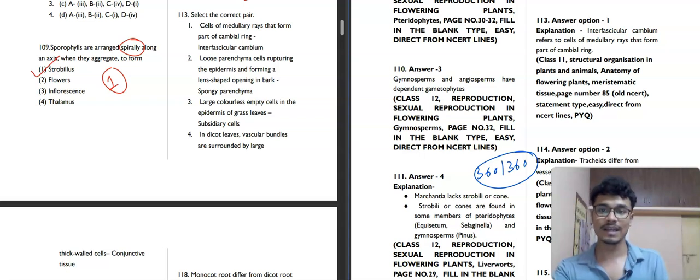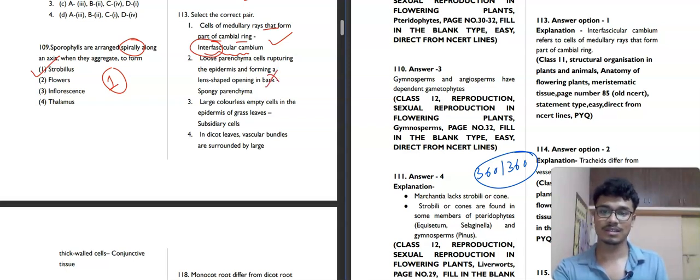What it is saying is select the correct pair. Okay, we'll select the correct pair. Cells of medullary rays that form part of cambial ring are interfascicular cambium. So this is interfascicular cambium. Yes, it is absolutely correct. Then loose parenchyma cells rupturing the epidermis and forming a lens-shaped opening in bark. Spongy parenchyma, is it? No, this is totally incorrect.